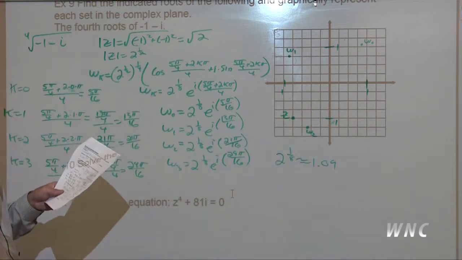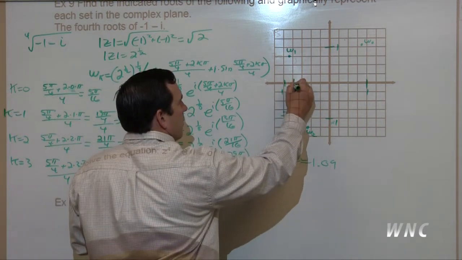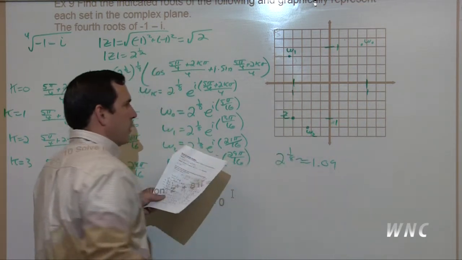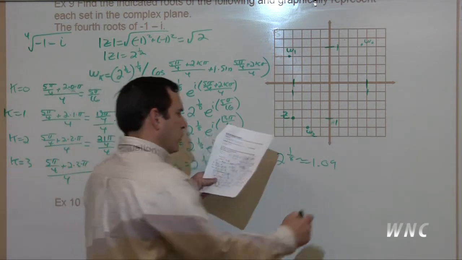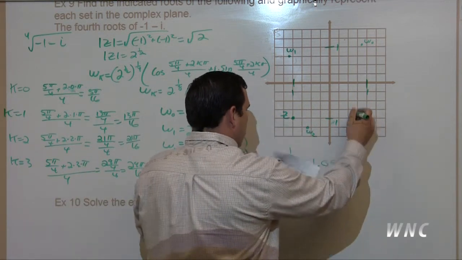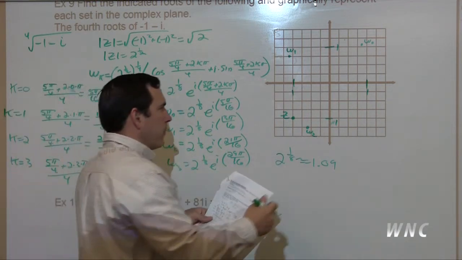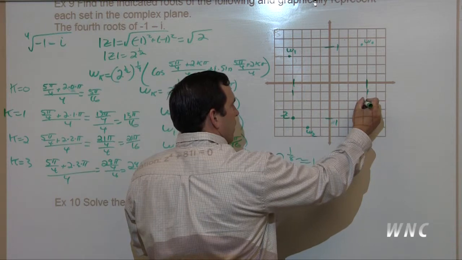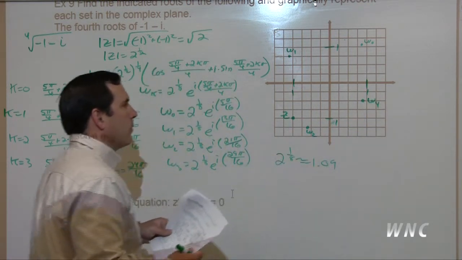And the last one is going to be, that's where W1 should be. And the last one should be looking at 29 pi over 16, just under 2 pi. So it's right around over here. It's W4. W3.